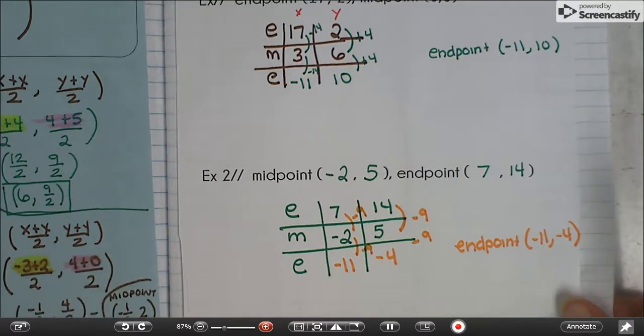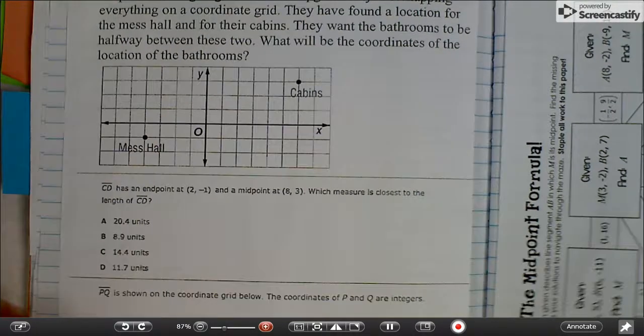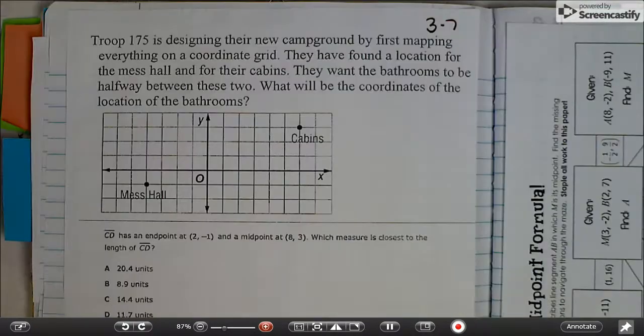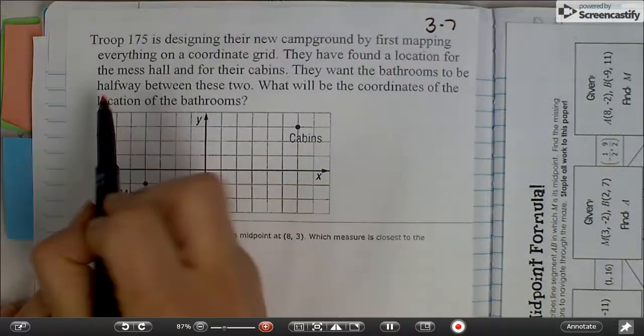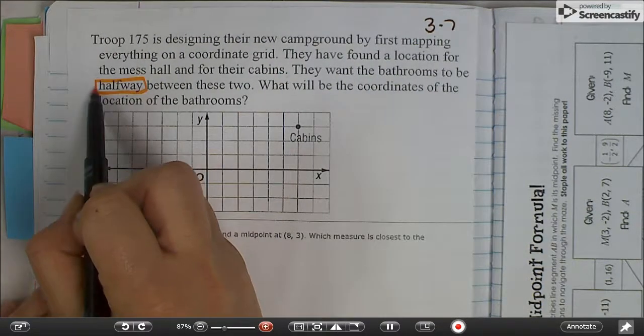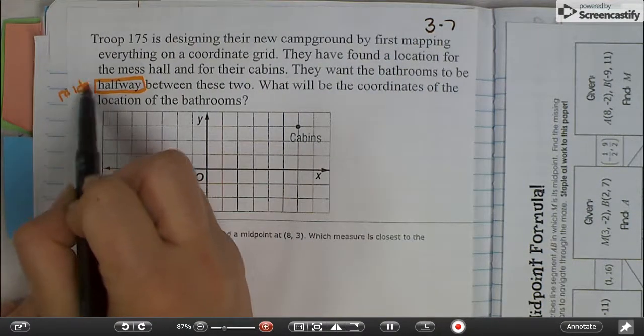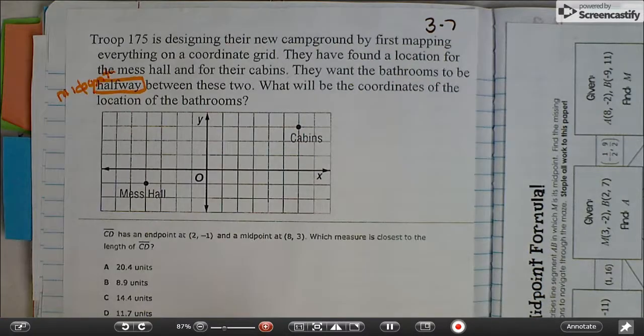All right, again, if you need to pause or go back, that's fine. I'm going to go through a couple word problems with you, and then we'll be all finished. Troop 175 is designing their new campground by first mapping everything on a coordinate grid. They have found a location for the mess hall and for their cabins. They want the bathrooms to be halfway between these two. Halfway is a key word that you want the midpoint. What will the coordinates be?